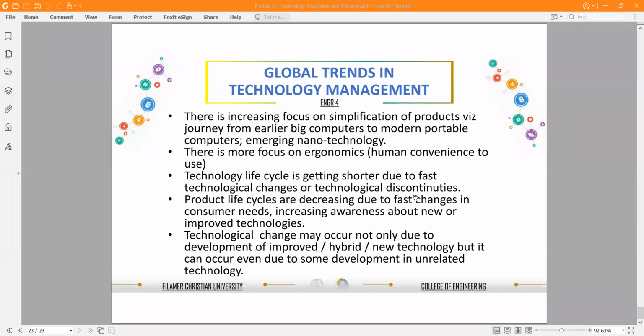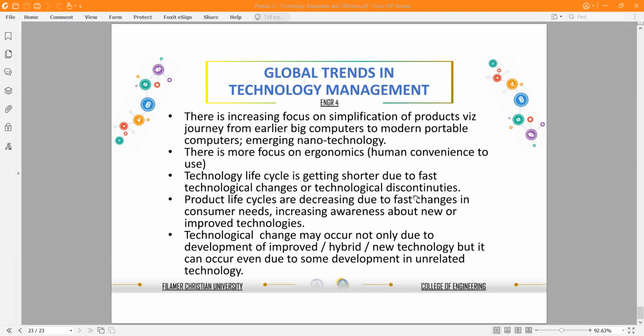There is more focus on ergonomics, meaning human convenience to use. It should be user-friendly, almost automatic, let's say you have voice activation. And then technology life cycle is getting shorter due to fast technological changes or technological discontinuities. Product life cycles are also decreasing due to fast changes in consumer needs and increasing awareness about new or improved technologies.